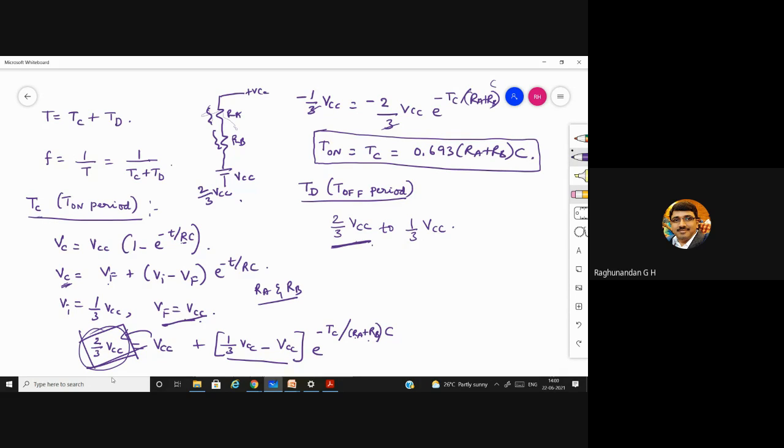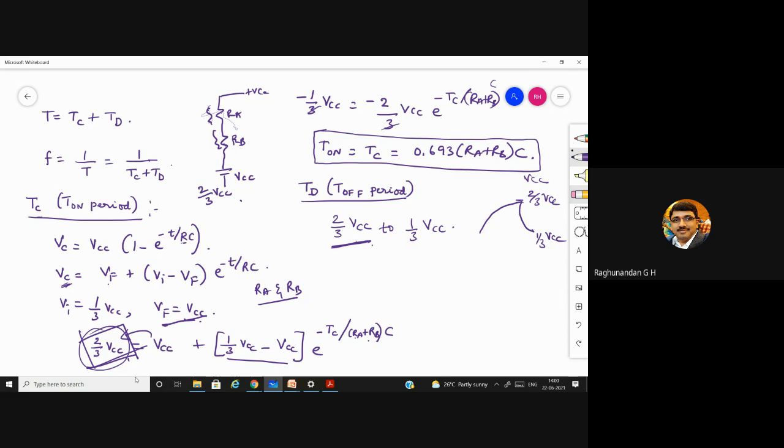This is an ideal case where it can try to reach VCC, but it has reached only 2 by 3 VCC because of the presence of RA and RB, which have the drop. That's why if the capacitor is charging, it is going to charge to 2 by 3 VCC. It will not reach VCC. While discharging also, it has to discharge from 2 by 3 VCC to 1 by 3 VCC. Got it, sir. Thank you, sir.